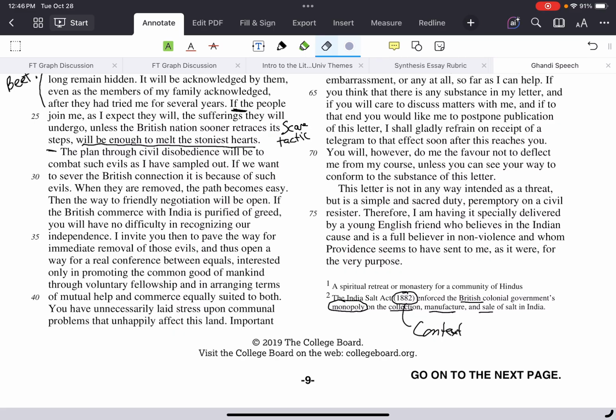If we want to sever the British connection, it is because of such evils. When they are removed, the path becomes easy. Then the way to friendly negotiation will be open. So he's kind of telling Lord Irwin, look, things are going to get good if you just listen to me. If the British commerce with India is purified of greed, you will have no difficulty in recognizing our independence. I invite you then to pave the way for immediate removal of those evils and thus open a way for a real conference between equals, interested only in promoting the common good of mankind through voluntary fellowship and in arranging terms of mutual help and commerce equally suited to both.